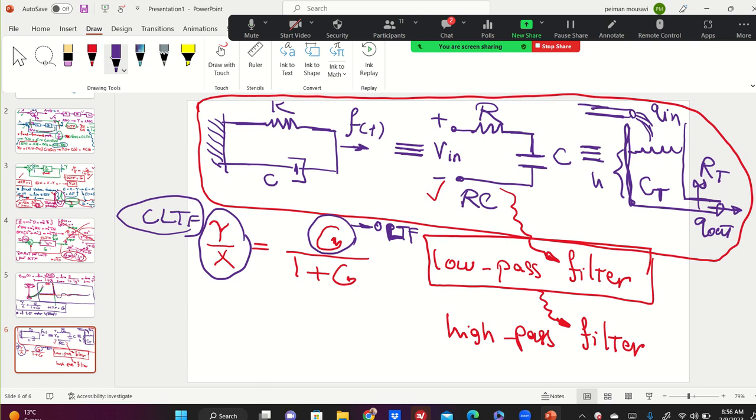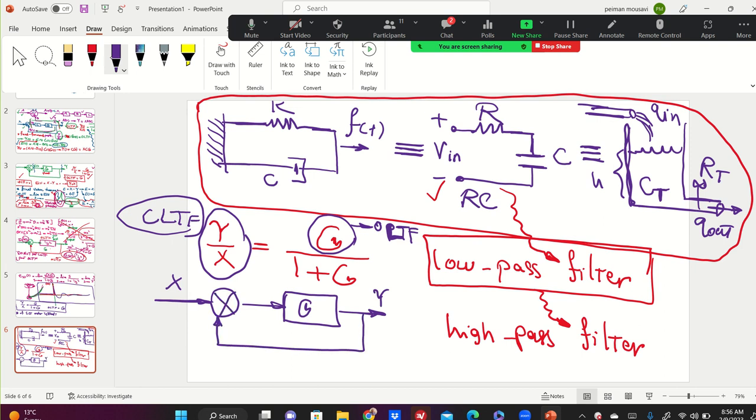Understand? If I plot again, if this is X, G, Y, plus minus. So the open loop transfer function you're going to put here, but the closed loop transfer function is Y over X. See what I'm saying? Yes? And we're going to do exactly this in Simulink together.